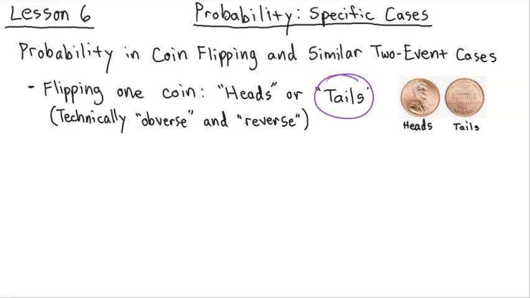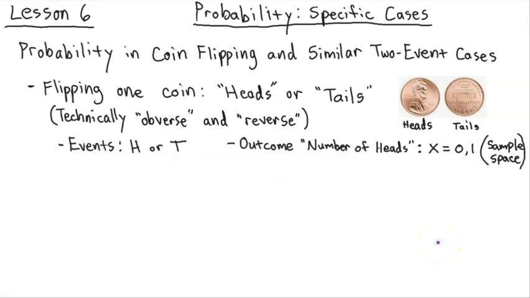There are two possible events when you flip a coin, and we call those two events heads or tails, which we're going to refer to as capital H or capital T. Capital H representing heads, capital T representing tails. Now, in order to understand this from a probability point of view, we have to be able to quantify it. We have to turn it into numbers. So we're going to call the outcome the number of heads. When you flip a coin, if you get heads, that means you achieved one head. And if you flip tails, that means you achieved 0 heads.